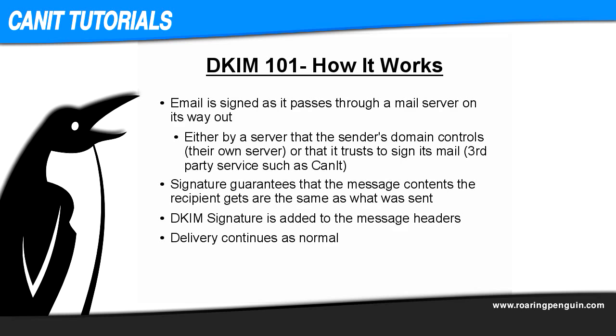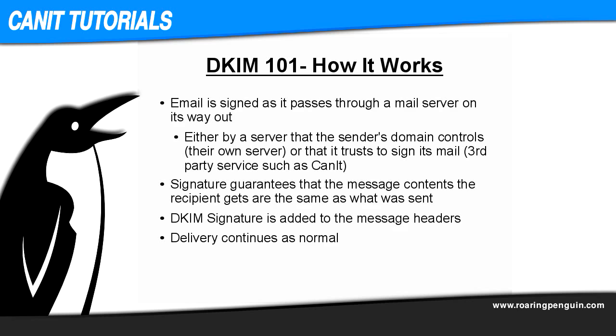So, how does it work? Once email is sent, the email is signed as it passes through a mail server on its way out from the sender's domain. The server that signs it could be a machine that the sender's organization controls, such as their own mail server, or it could be a service that they trust to handle their outbound email, such as a third-party service like CanIt.